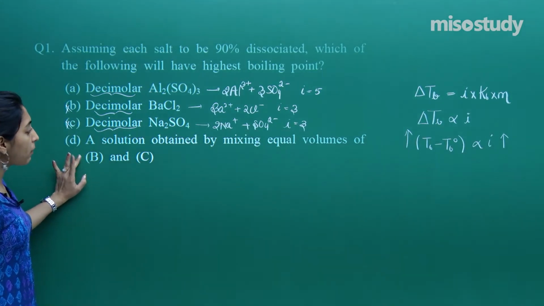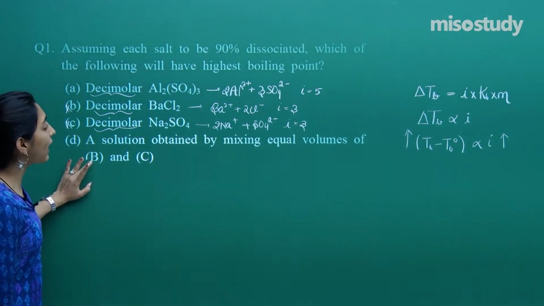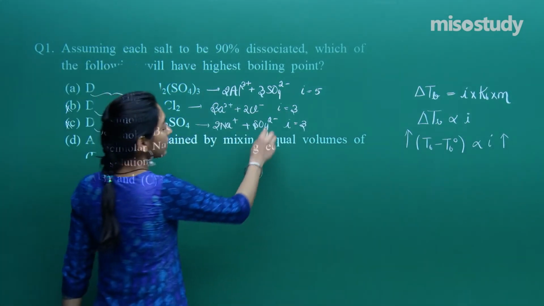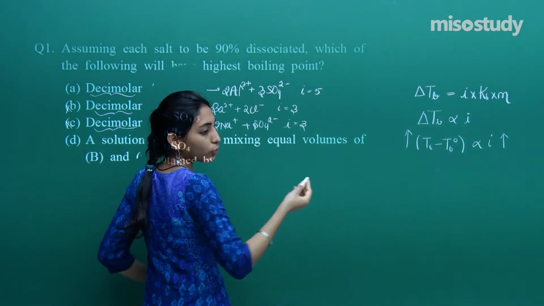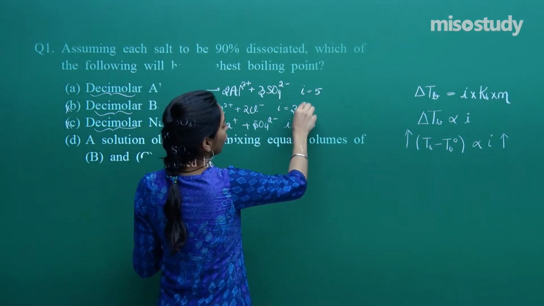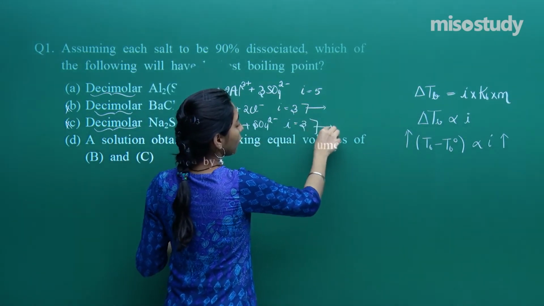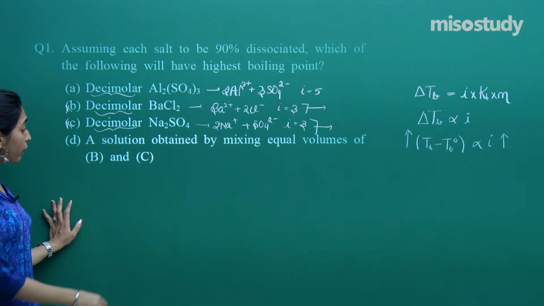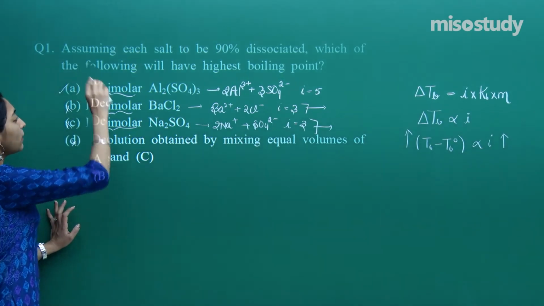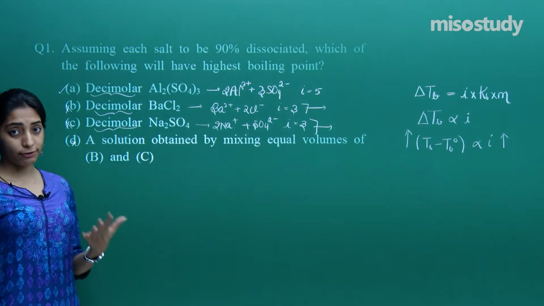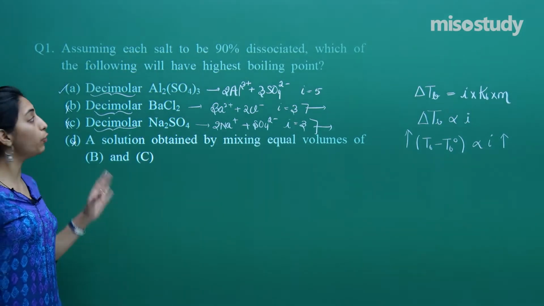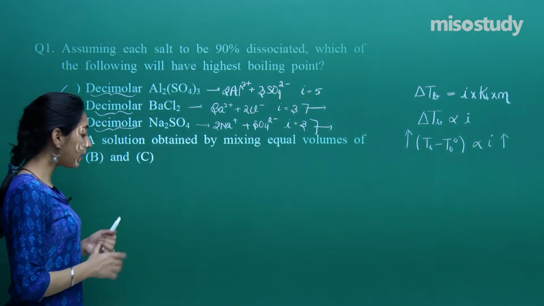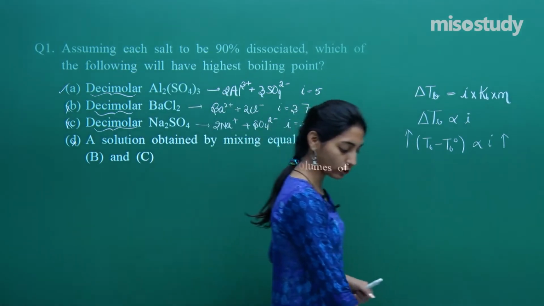The fourth is a solution obtained by mixing equal volumes of B and C. So for sure not this, not this. When you mix equal volumes of B and C, half of it you will be mixing, so overall it will come 1.5 and 1.5, which gives you 3. So again not this. So option number A, where the value of i is 5, the maximum value, will be having the highest boiling point. So option number A should be the correct option for this particular question.